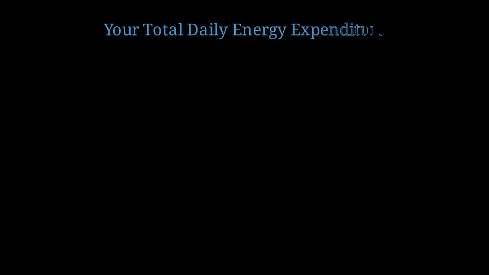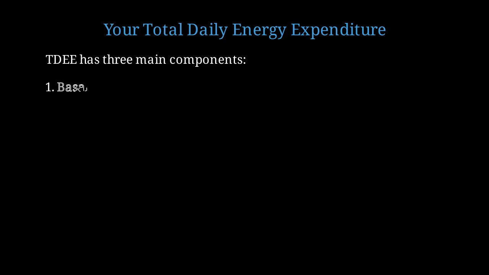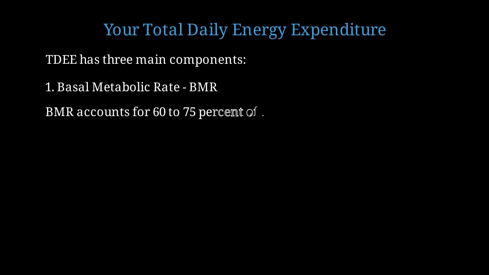Now let's discuss the other side of the equation. How many calories your body burns. This is called total daily energy expenditure, or TDEE. Your TDEE consists of 3 main components. First is basal metabolic rate, or BMR. This is the energy required to maintain basic physiological functions at rest. BMR typically accounts for 60 to 75% of your total daily energy expenditure. It includes things like breathing, circulation, cell production, and maintaining body temperature.